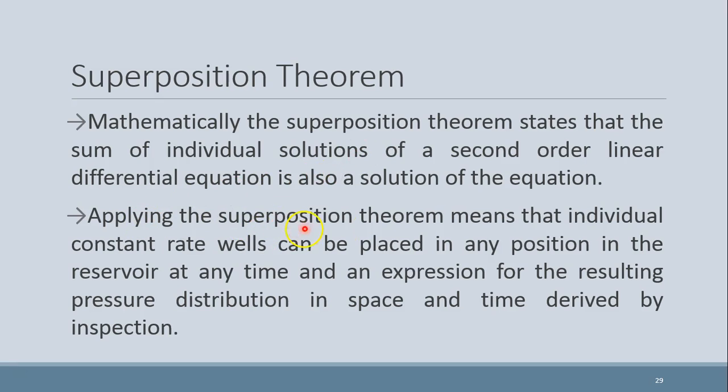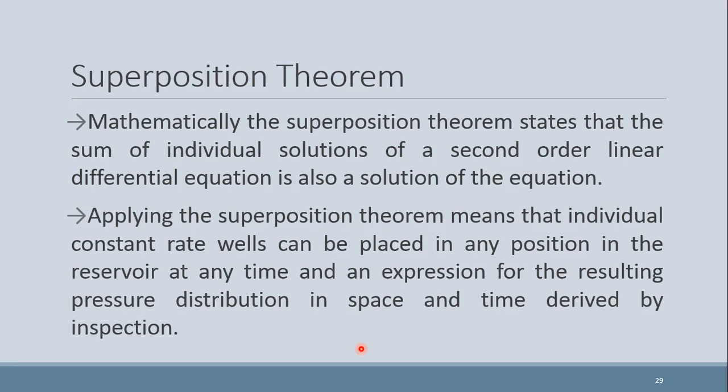So applying the superposition theorem means that individual constant rate wells can be placed in any position in the reservoir at any time, and an expression for the resulting pressure distribution in space and time is derived by inspection. Now this is the advantage of using dimensionless variables, which we are talking about. The mathematics becomes easy.